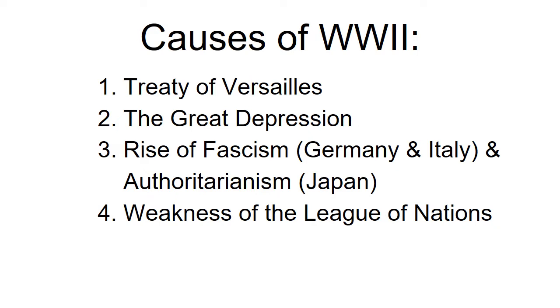And then our fourth reason is the weakness of the League of Nations. So, you have these authoritarian regimes rising, and there's a lot of warning signs. And the League of Nations, which was supposed to keep peace after the war, really does nothing to ensure that doesn't happen. And so as a result of that, you have World War II. So let's take a closer look and see how all of this works.